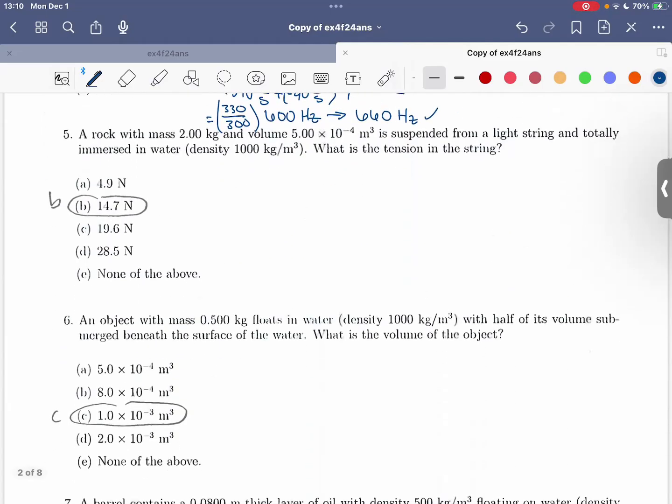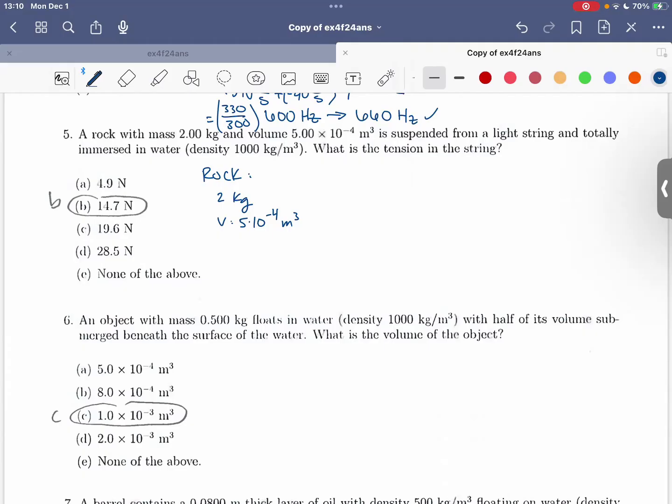Okay, so number 5, we have a rock suspended from a light string immersed in water. So this is an Archimedes principle question. Okay, so let's just write out what we know. So we have rock, 2 kg, volume, 5 times 10 to the negative fourth meters cubed, and it's totally immersed in water. Okay, so that means that it's more dense than water.